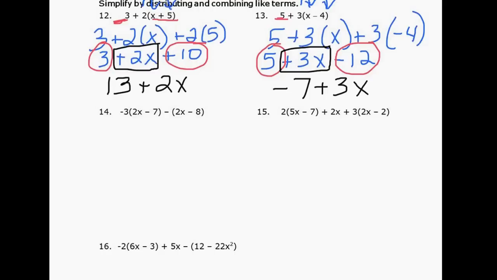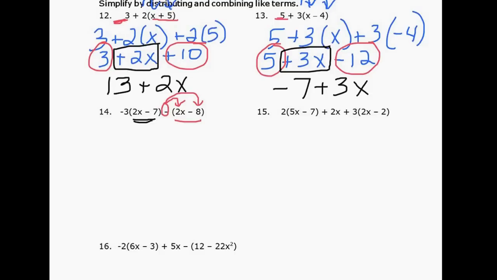Okay, so let's talk about 14 and 15. On 14, the negative 3 only has one porch to distribute. The negative 3 is only going to distribute on this porch right here. What's going to distribute to this other porch? This other porch is going to have a negative 1 distributed to it. So you're going to be distributing a negative 1 to that and making your combinations.